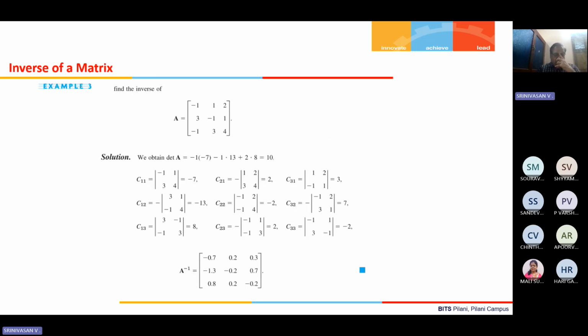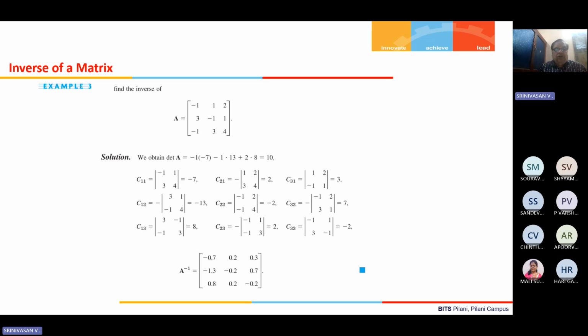Look at this: find the inverse of a matrix. As I told you in the beginning, if there is no insistence to find the inverse of A using the Gauss-Jordan elimination method, you are at liberty to use determinants. So that is 1 by determinant A into adjoint A. What is adjoint A? The transpose of the matrix of cofactors. What is a matrix of cofactors? A matrix formed of the cofactors of each of the elements of A. How do you get it?